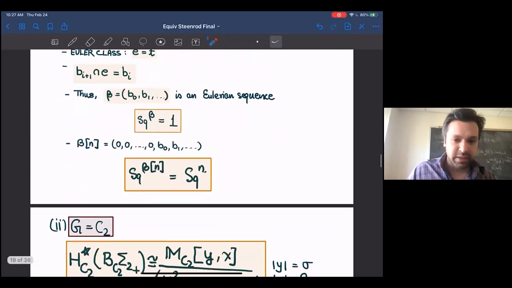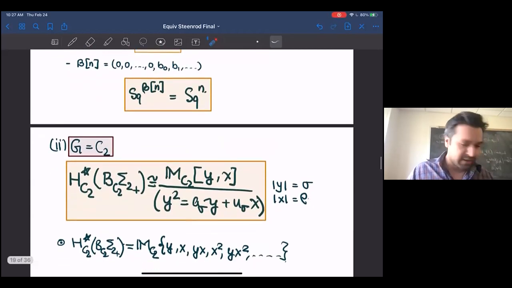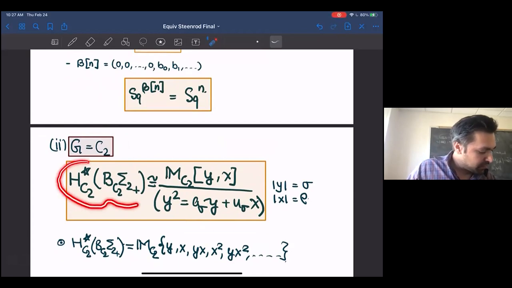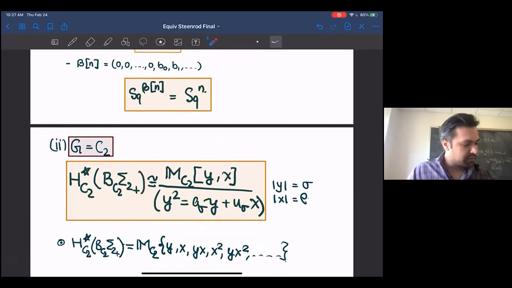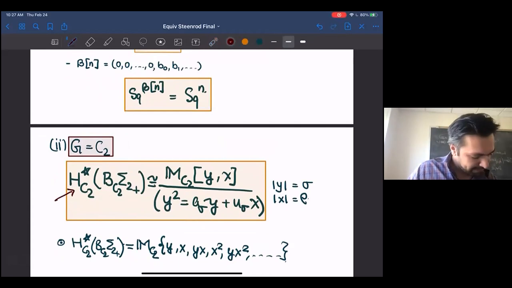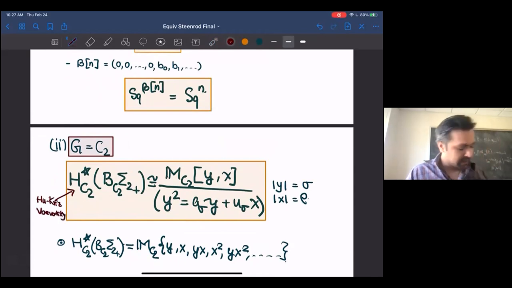Okay, let's go to another example. The other known example, which is G equal to C2, the first non-trivial group. In this case, the cohomology of B_C2 sigma 2 has been computed, and I believe this computation is due to, again, Krishna and Voevodsky, who constructs an R-motivic analog of this, but it follows.